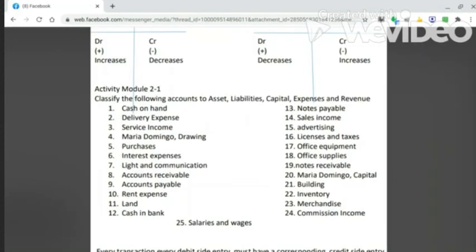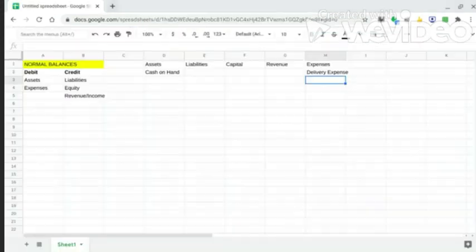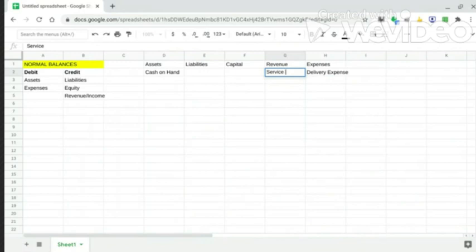Service income. Of course, pag nag-render ka ng service, babayaran ka, or whether it's not yet paid, basta nag-render ka ng service, income mo na yun. Kasi whether bayaran agad or hindi, eventually babayaran din naman ng customer. So, ilalagay natin yan under revenue. Service income. Income. Next.